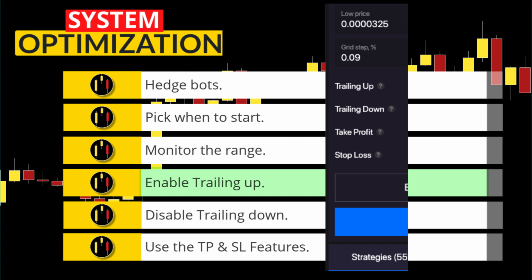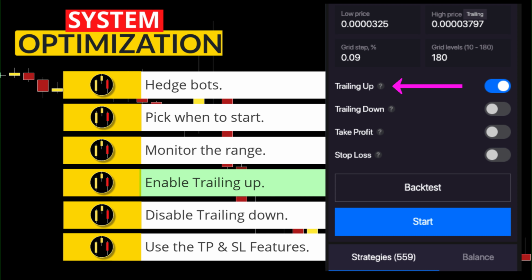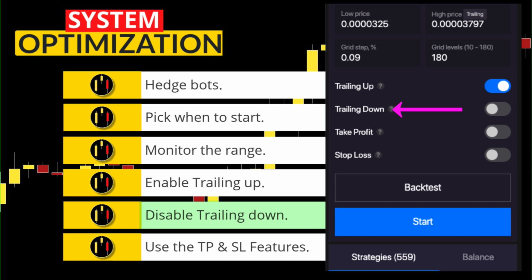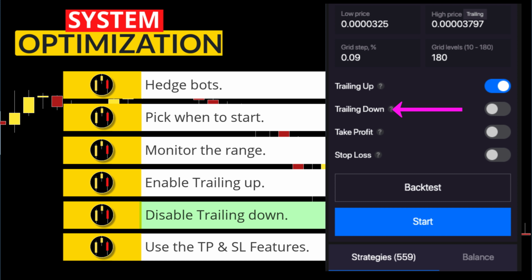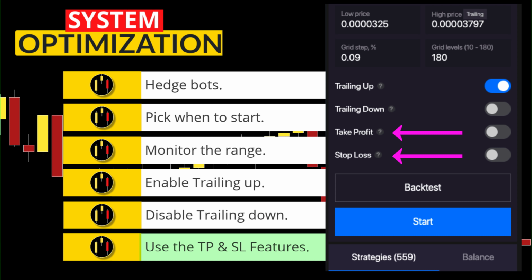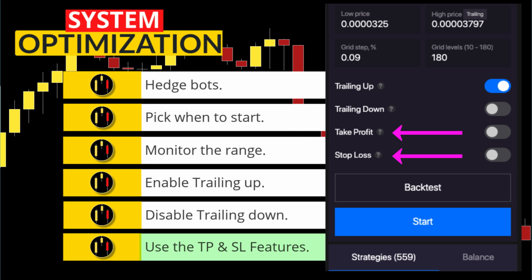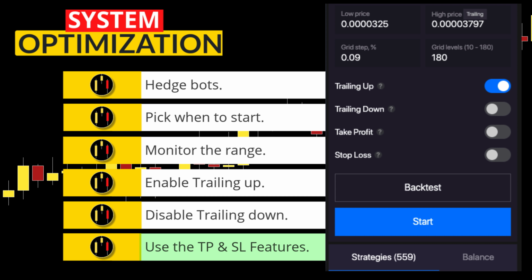Fourth, I recommend you enable the trailing up feature so your grid can move up along with price. This will give you the opportunity to make money on an upward directional move. However, I do not recommend the trailing down feature as losses can start to pile up. In addition, you may want to consider using the take profit and stop loss feature if you are not going to be able to monitor the charts. This will lock in a profit or loss while you are away from your bot should it leave your set range.